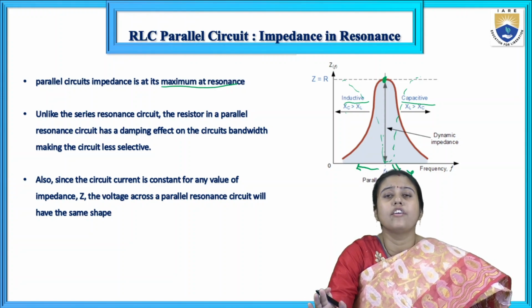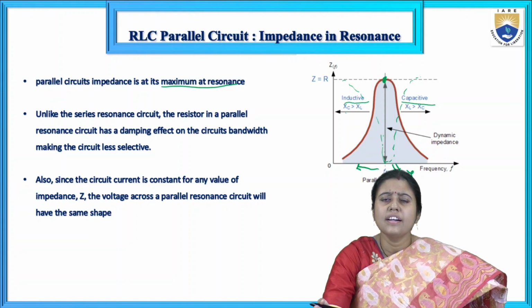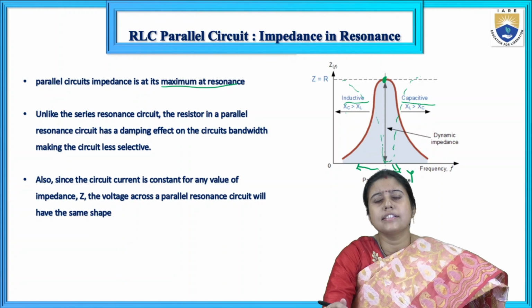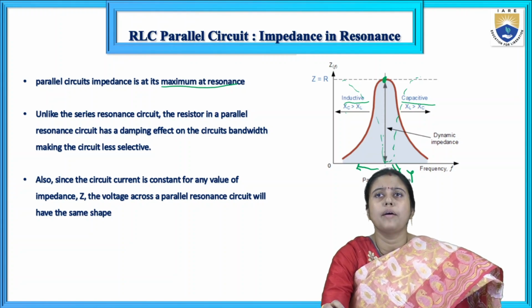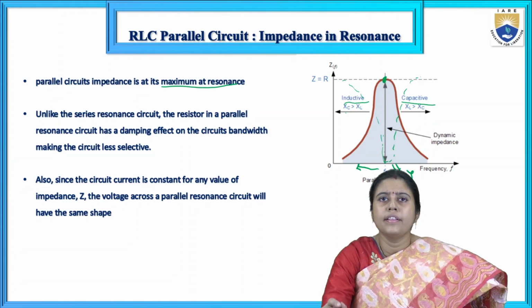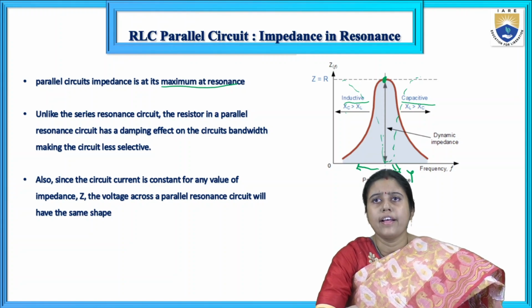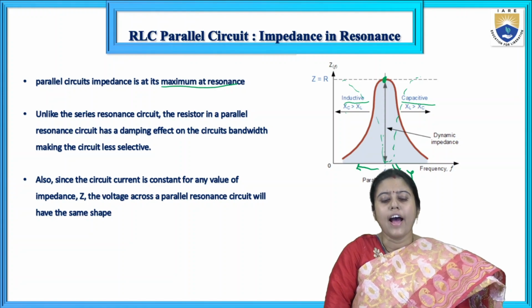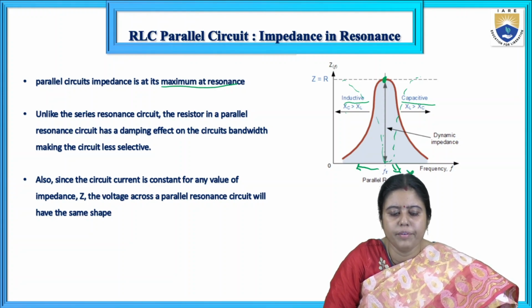Resistance doesn't depend on the frequency. But if the resistance is very small, what will happen? The Z will be a very small value. As a result, the current will reach its peak. So this is called higher selection or more selectivity.